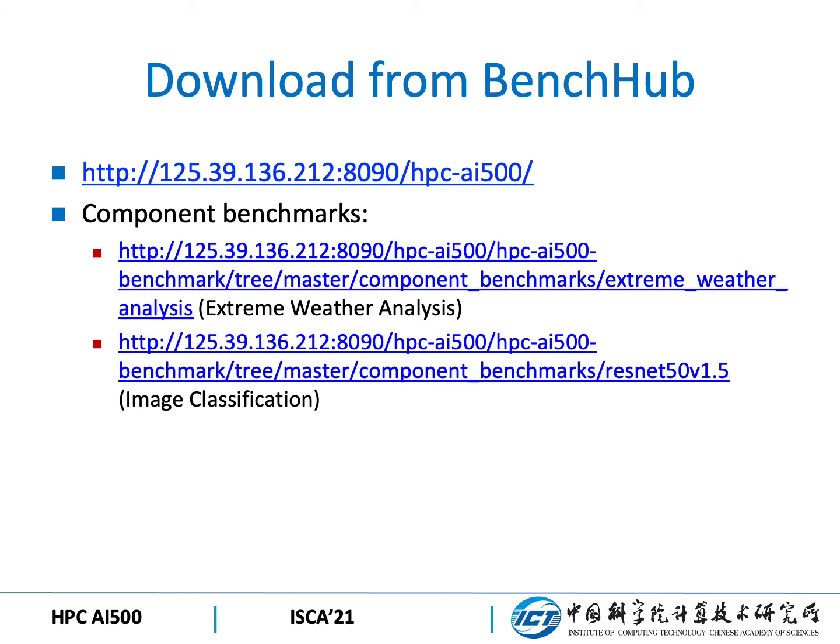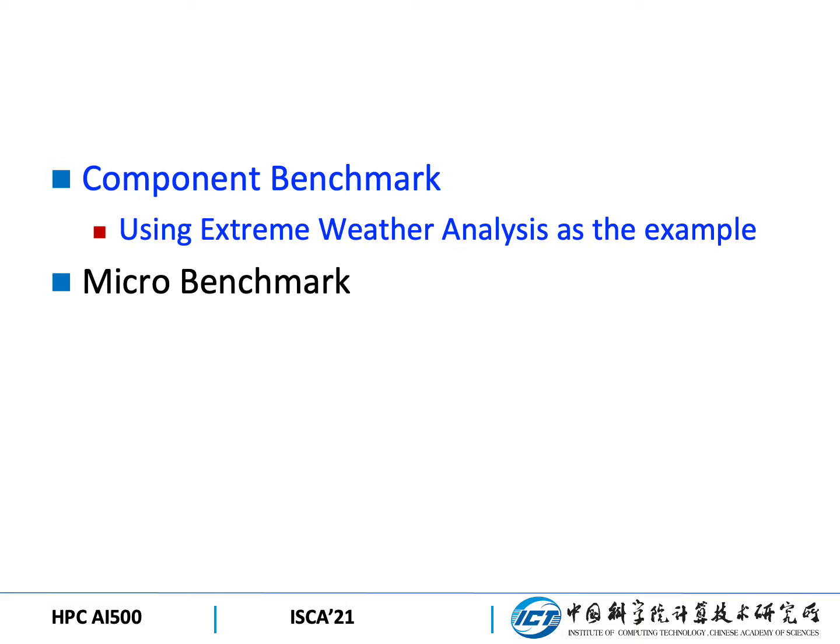Currently HPC AI500 consists of component benchmarks and micro benchmarks. Today, I'll focus on the component benchmarks. The component benchmarks include extreme weather analysis and image classification. Next, we start with the component benchmarks, taking extreme weather analysis as the example.